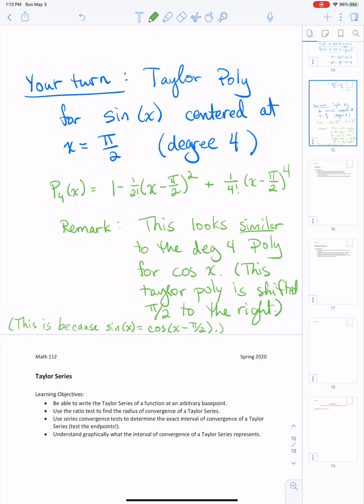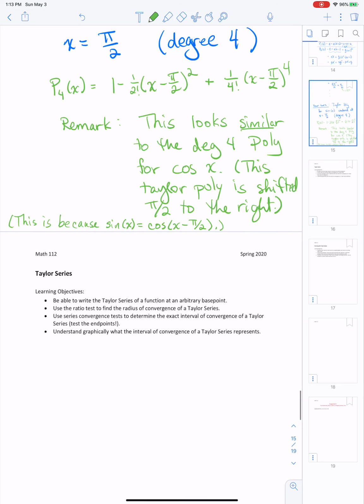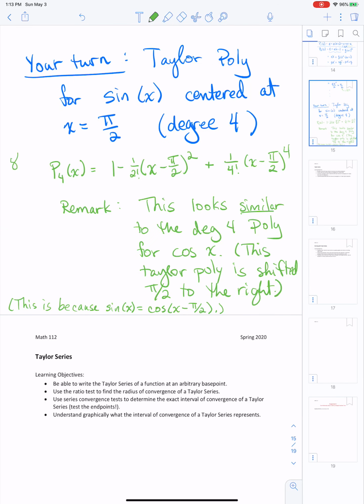All right, so again, I'd like to see the calculations that you used to get this result. I think going through those calculations is good to be able to do, and reinforces what's going on with the formulas.